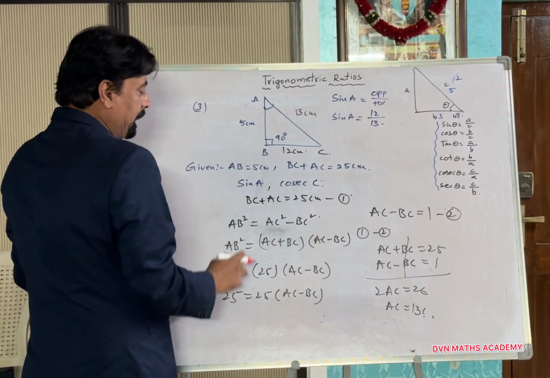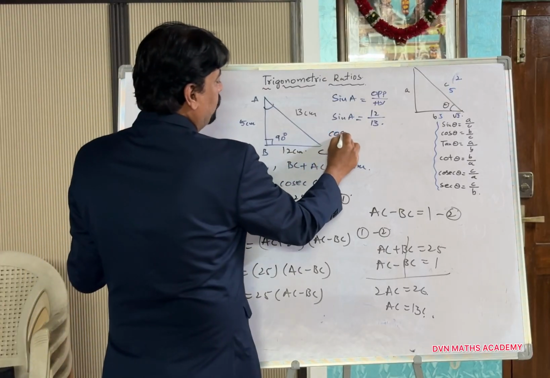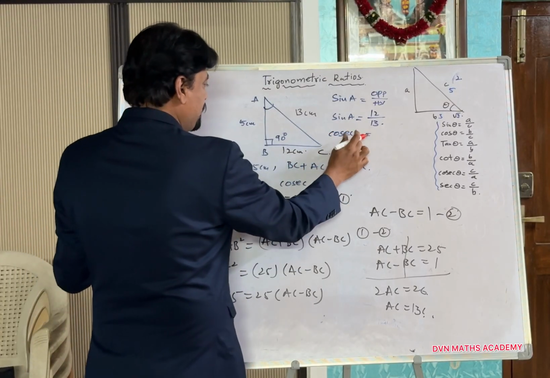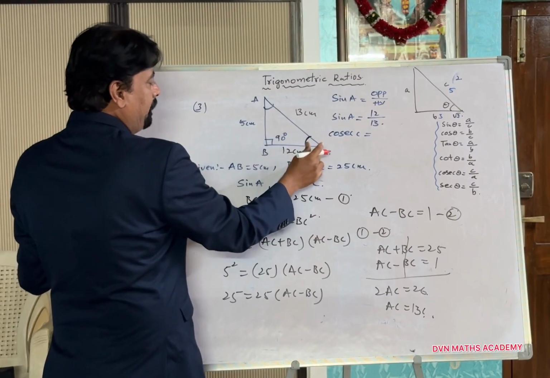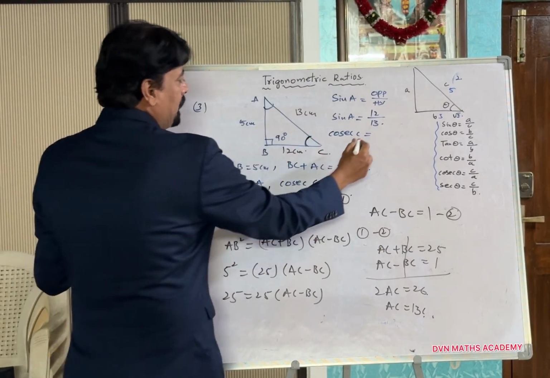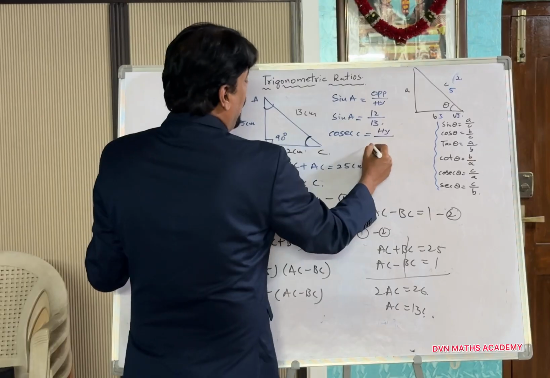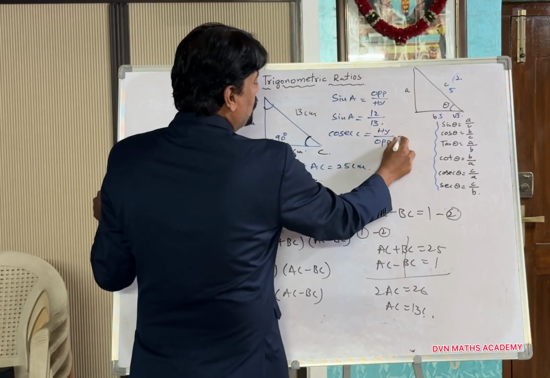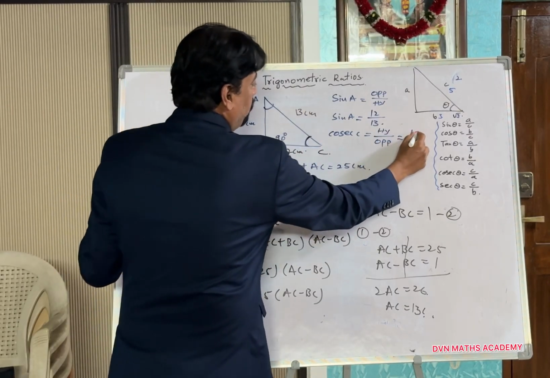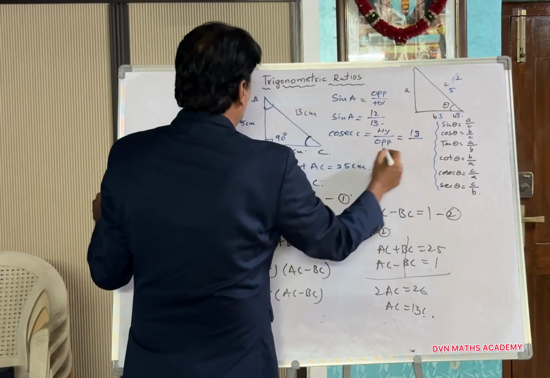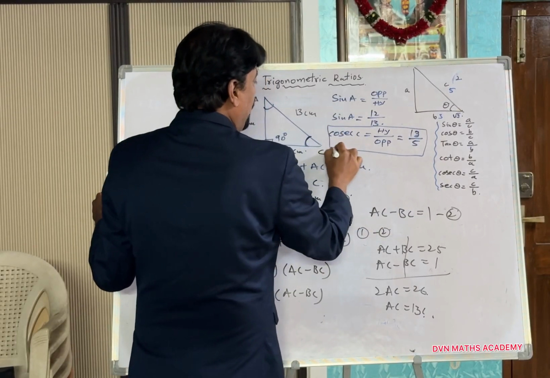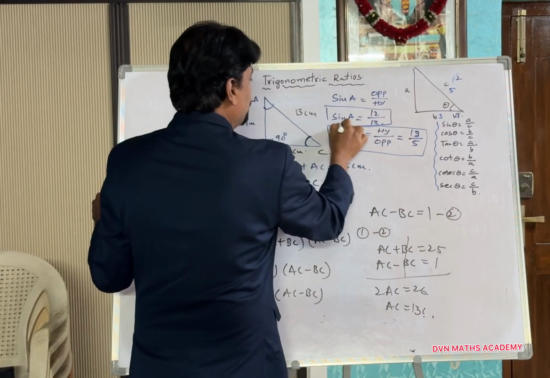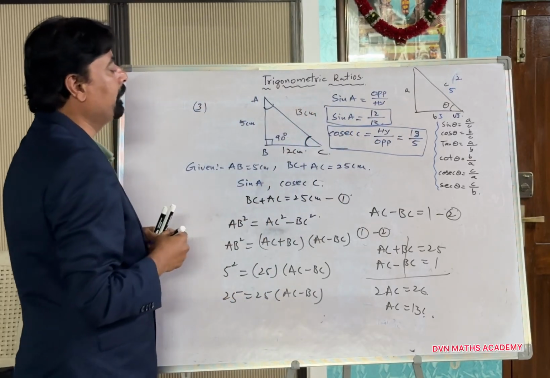The next one asks to find the cosec C. You need to concentrate on C. So cosec C means you need to find the value from C. Cosec is equal to hypotenuse by opposite. So hypotenuse is 13 and the opposite is 5. So this is the cosec C value and this is the sin A value. So these two questions you are required to solve.